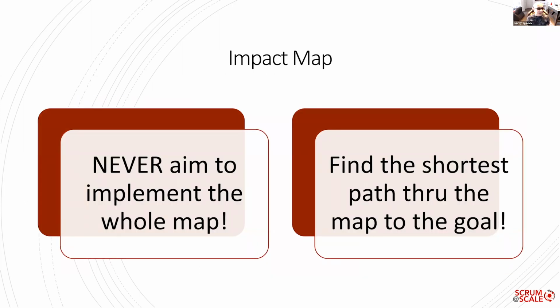Two things about the impact map: never aim to implement the whole map because they actually get really big. What you have to implement is the stuff that has the more value. And the second one is through the map, you can find what's the shortest path for getting the goal mapped to an actor, to an impact, and to a deliverable. So try to always find the shortest path, so you deliver value as early as possible, and you deliver outcomes with a minimum of output.